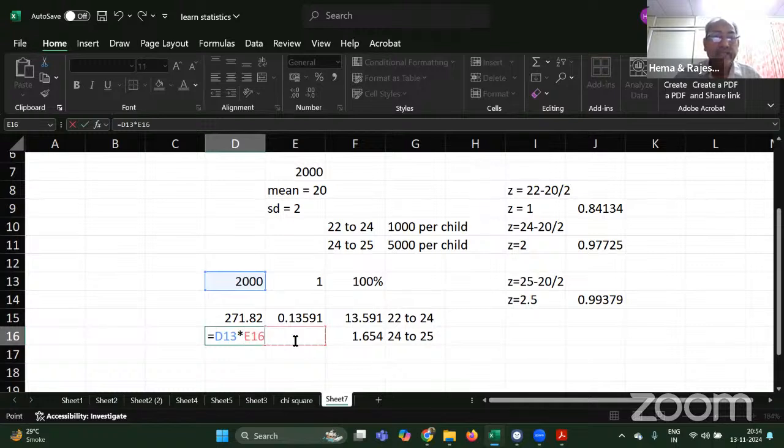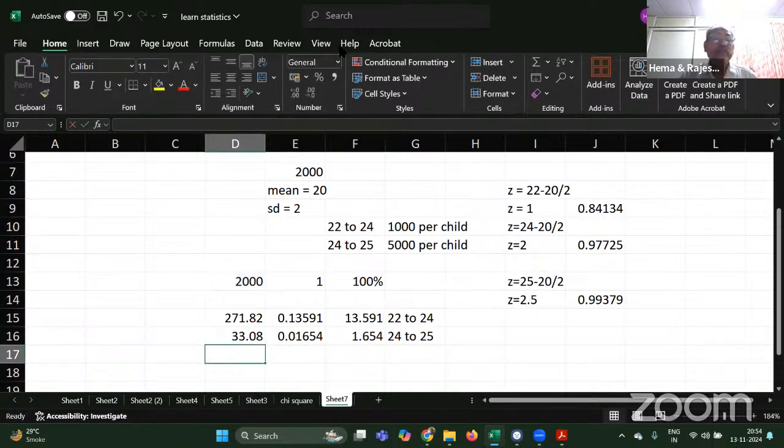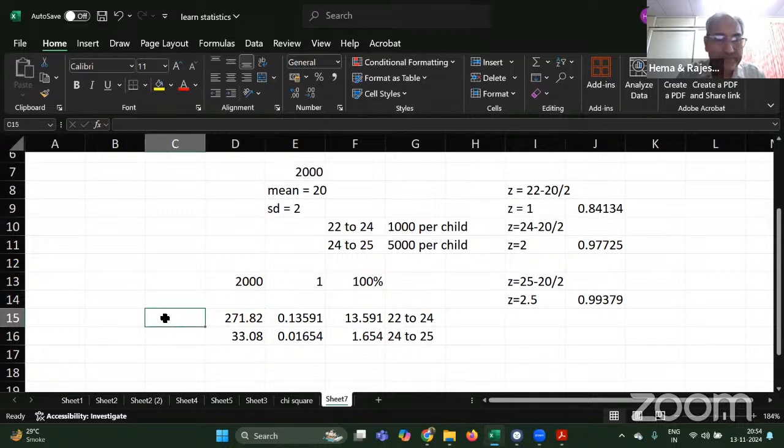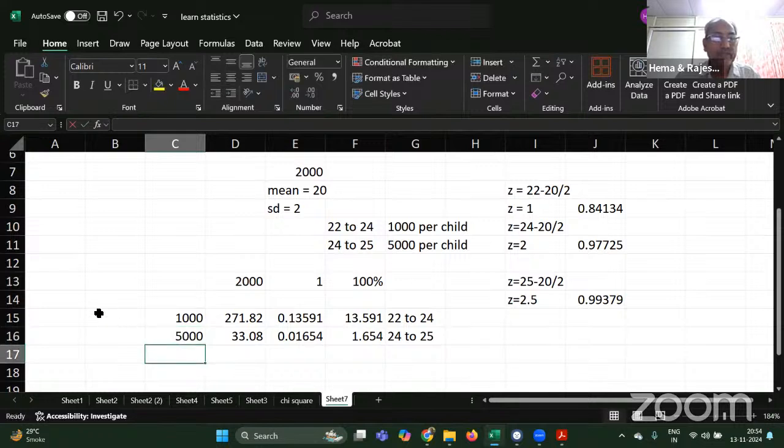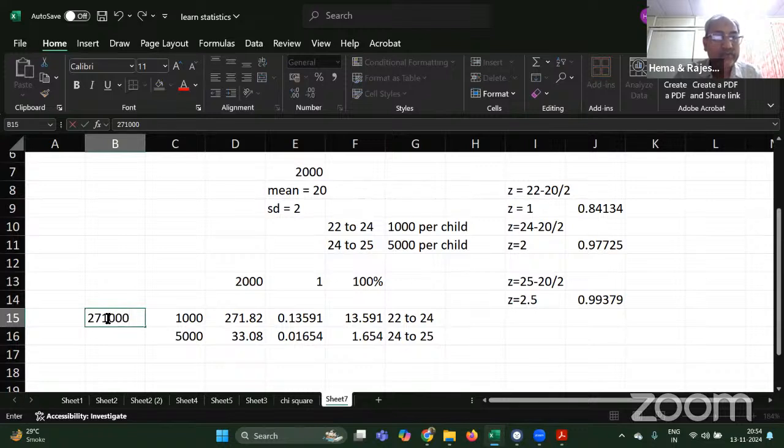This is a unity, directly you can multiply with this. So you can say that the children who will require 5,000 rupees will be 33,000, there will be 271. This is how you can calculate. And then you can have a per rupees, you can put it over here. And then you can make a total over here. 271,000 rupees. And here 33, you can directly take this figure.